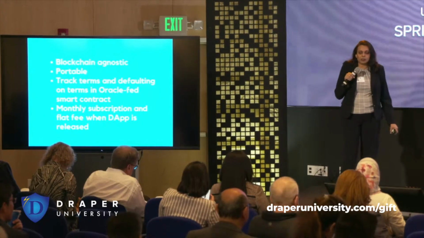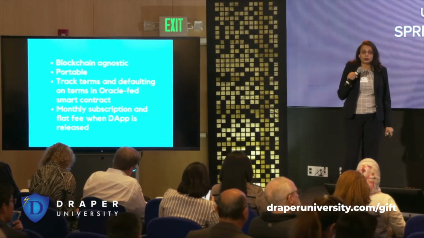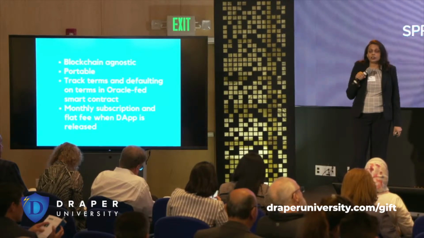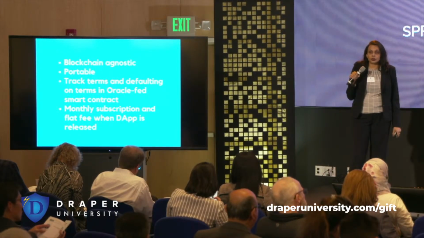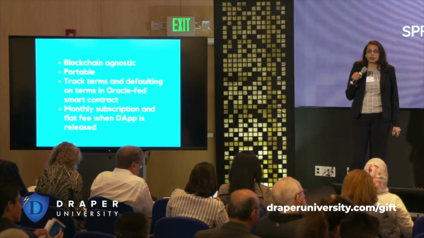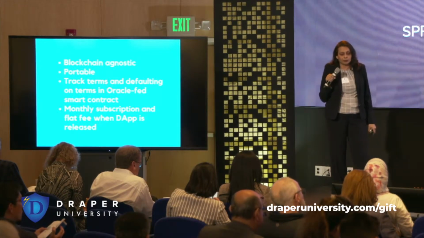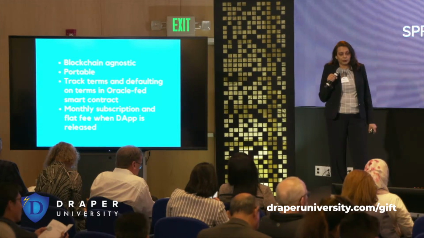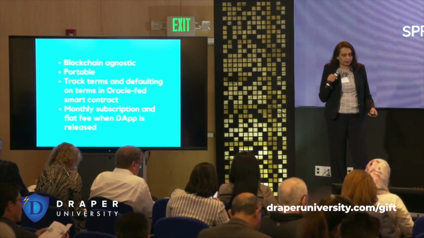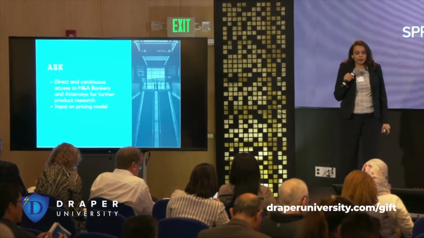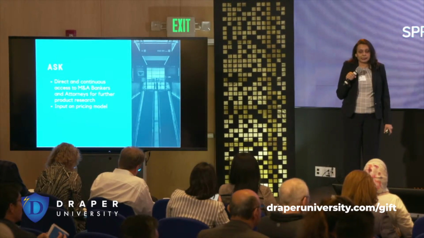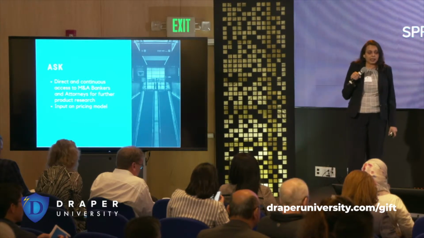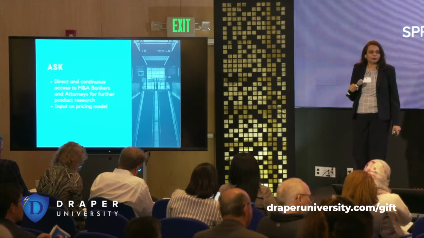This solution aims to be blockchain agnostic and portable so that it's not reliant upon any one blockchain. Additional things that can be done is that you can track the terms of agreements and determine what is done in case of defaulting. The model is a monthly subscription model where there'll be a flat fee assessed when the dApp is released. I'm currently asking at this early stage for access to bankers and attorneys specifically within this space and for input on the pricing model.